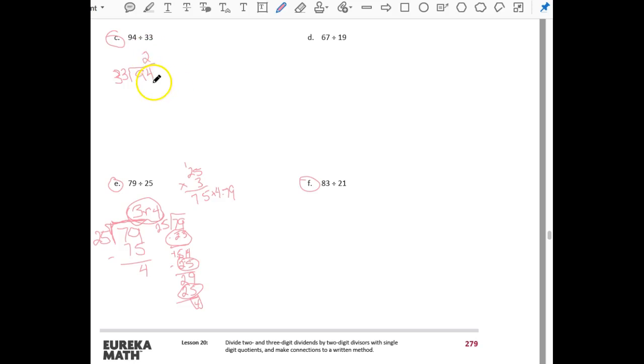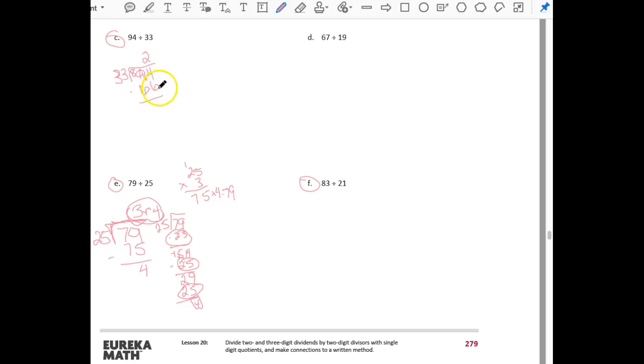I have to go with a 2. And I know that if I double 33, I'm going to get 66. And now we find the difference. Can't take 6 from 4. Gonna have to take a 10 from over here. Now I have 8 10s, and I've got 14 1s.